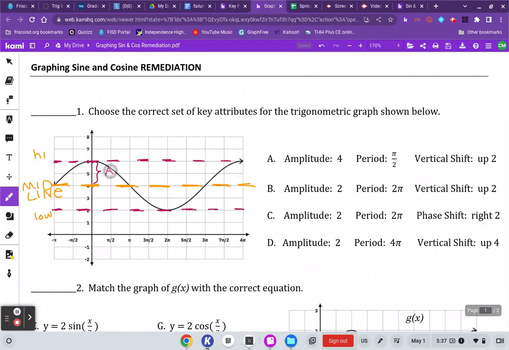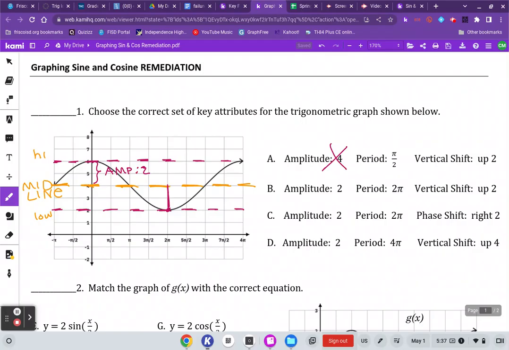So this distance tells me that the amplitude is going to be 2, and it's the same distance as it is from the lowest point to the midline. The lowest point to the midline is also 2, positive 2, amplitude of 2, so I can go ahead and cross out this option. I know that's not going to be a possibility for me.